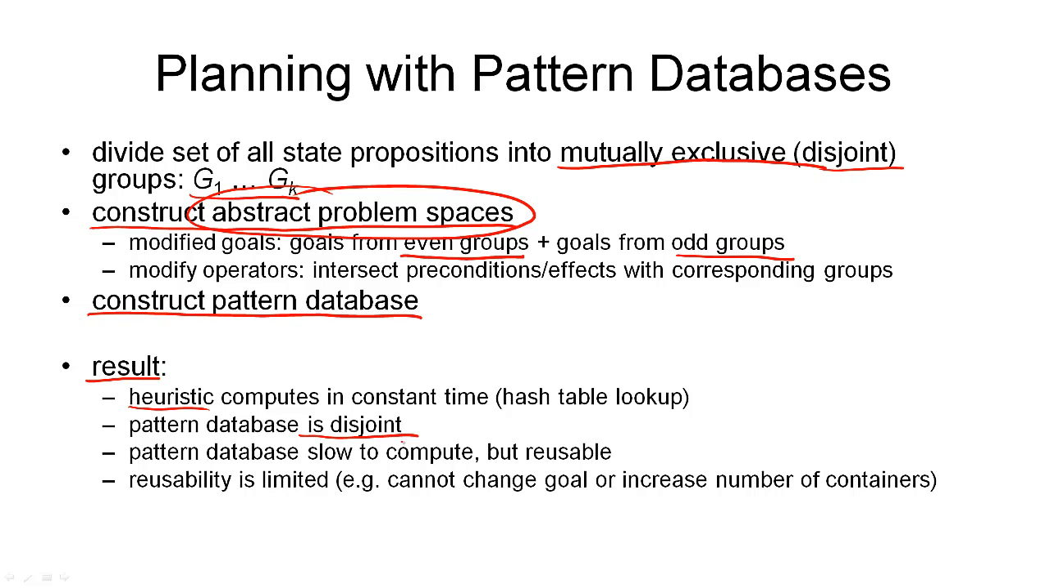The pattern database is, of course, still slow to compute, but reusable, so we can use the same database to solve multiple problems. But again, the reusability of this database is quite limited, because we cannot change the goal or, for example, increase the number of containers that we have in our dog worker robot domain. For that, we would have to generate a new pattern database.